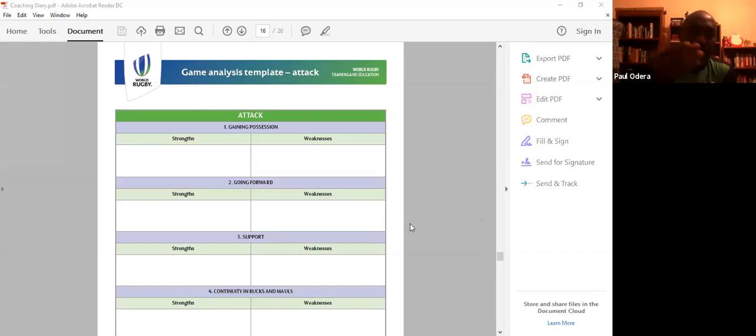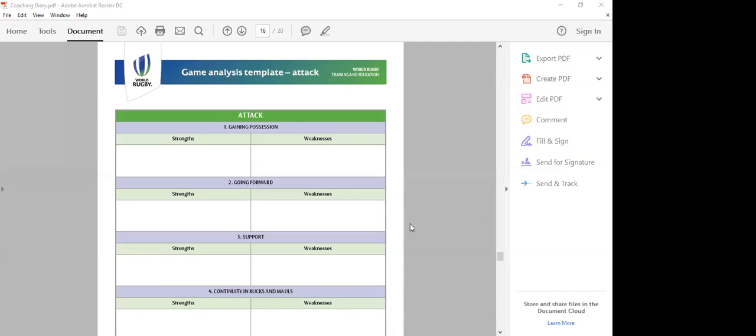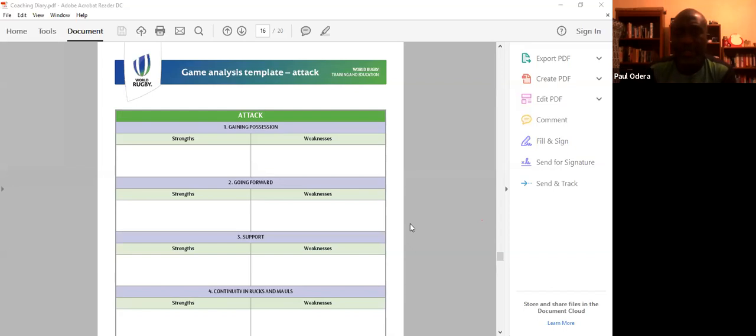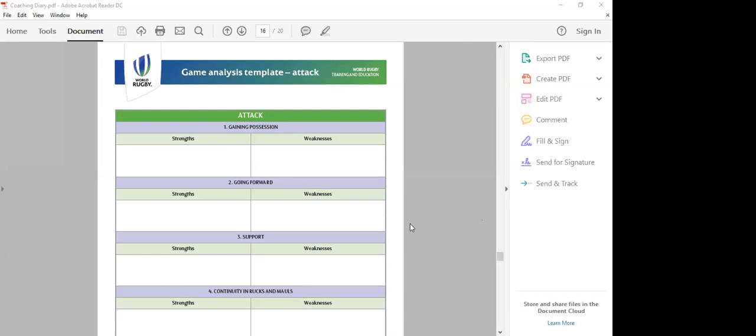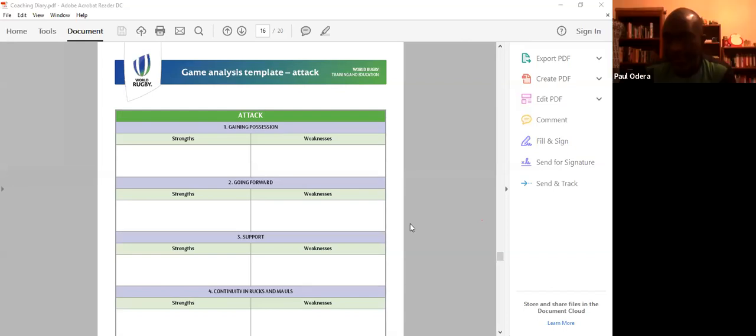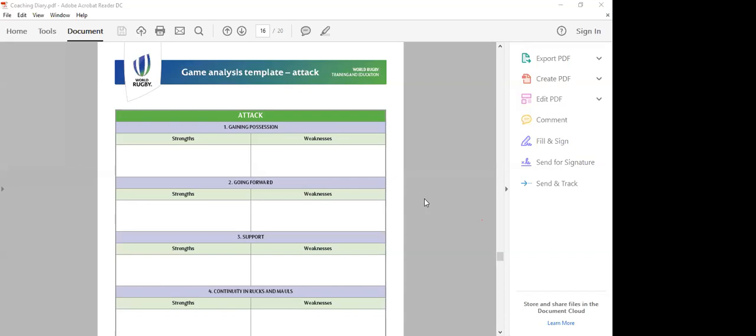And then when your educator comes to have a look at you with this template, you've got to be able to show your educator, just as Papa has described, that our scrum is a weak area for us, and you've recognized it's a weak area, and these are some of the factors that lead to that being an area of weakness in attack, in going forward. So thanks, Papa. No problem.